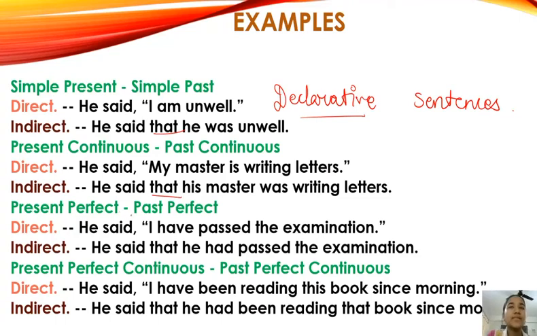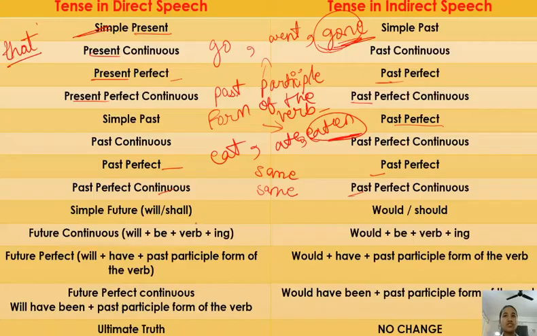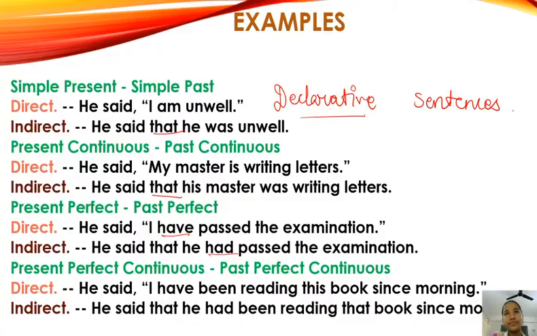Okay. Present perfect to past perfect. He said, "I have passed the examination." He said that he had passed the examination. Now, why has have changed to had? Have is present perfect. It has to change to past perfect. Over here also, we have seen this, right?